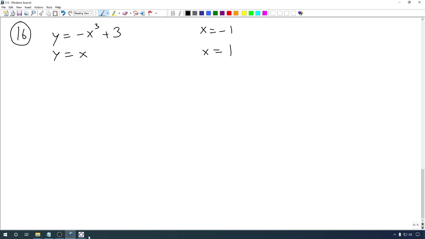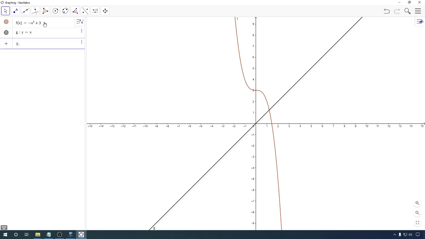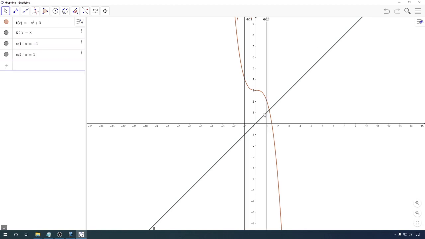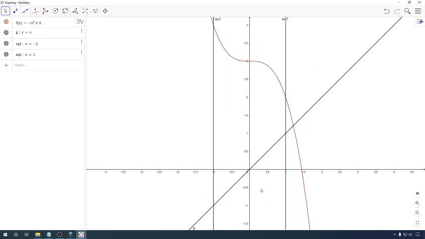And again, let's go ahead and graph this, just so we make sure that we know what we're dealing with. So we have negative x cubed plus 3, and we have y equals x. Go ahead and put in the limits. GeoGebra will allow us to graph those vertical lines. And so we have a region here that is completely bounded by all those curves.